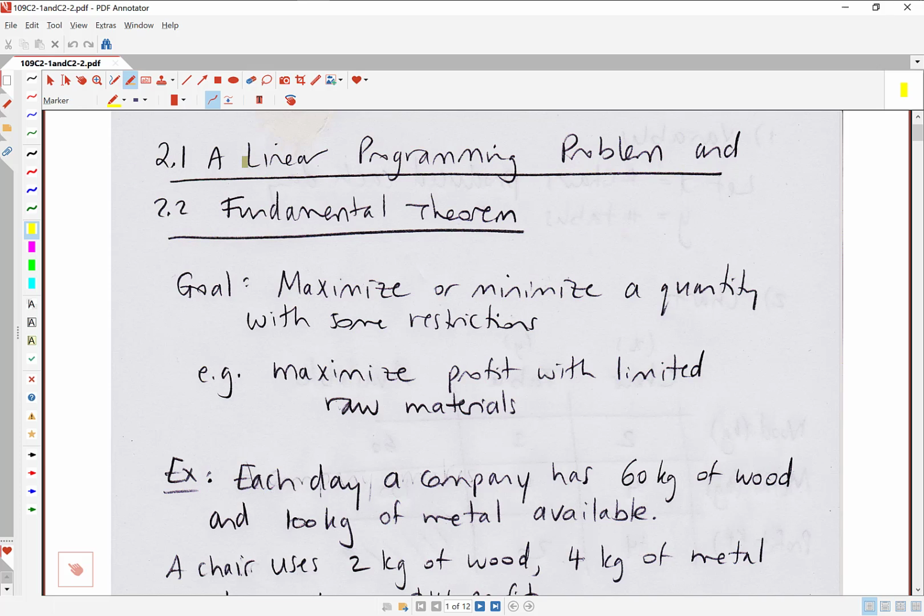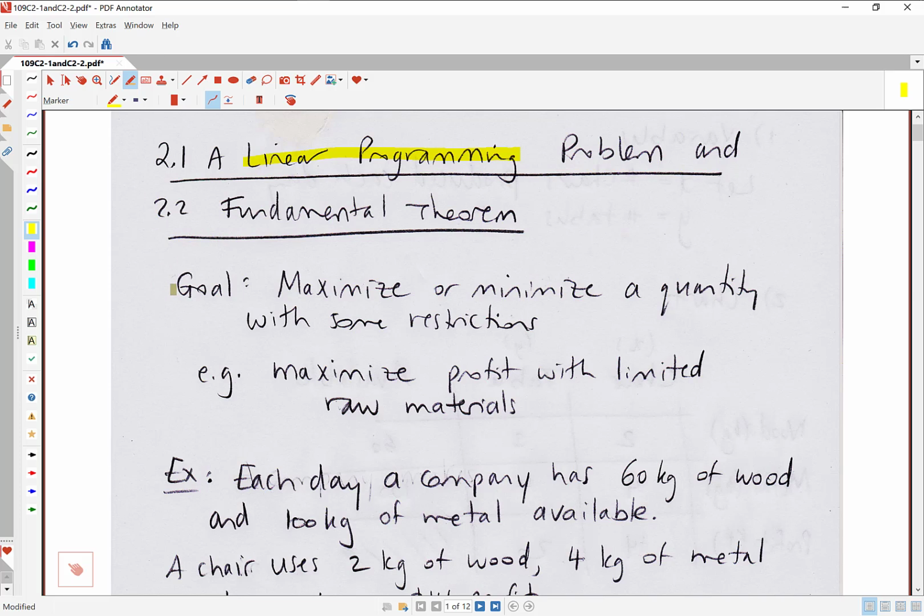In this video, we're going to practice linear programming. So we're really putting two sections together. Section 2.1 is called a linear programming problem, and section 2.2, fundamental theorem. I find it's more efficient just to cover both of these together.